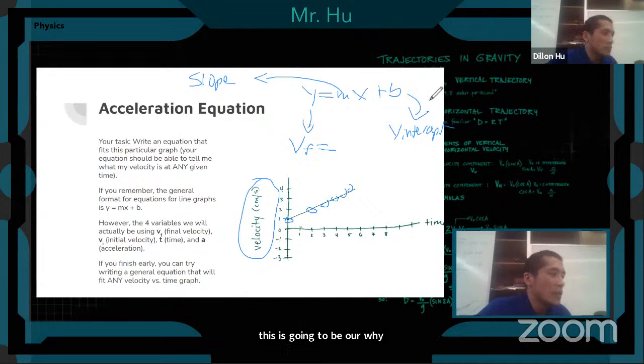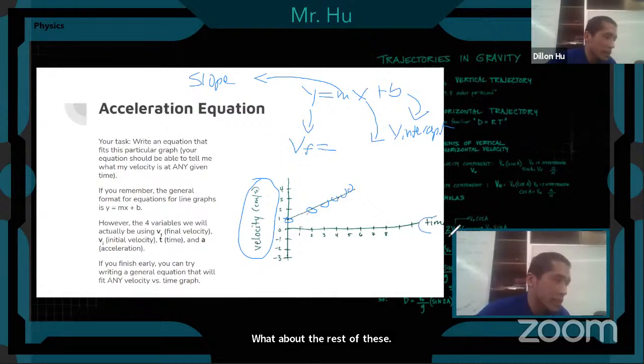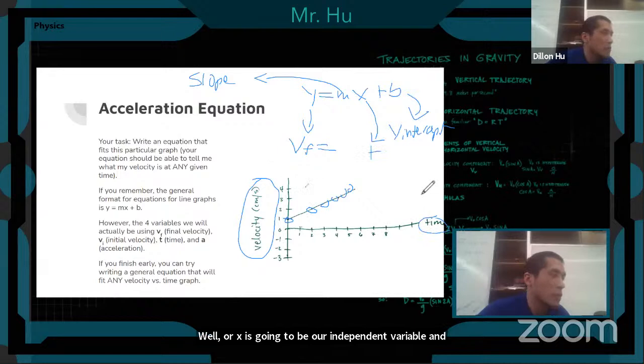What about the rest of these? Well, our x is going to be our independent variable, and the easiest way to figure out what our x is, is to look at the x-axis. And our x-axis is just time. So that's what our t is going to be. Now we have two things left, our slope and our y-intercept. We've got a 50-50 shot for these, but we don't need to guess.